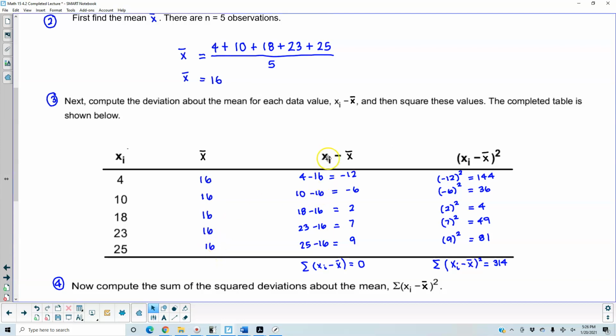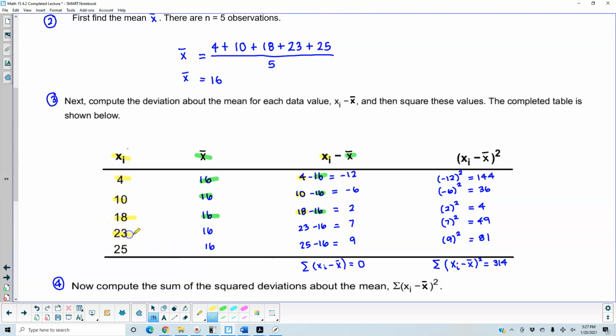Now the next thing we want to do is take the data value, which is 4, and then subtract the mean, which is 16, from each data value. So 4 minus 16 is equal to negative 12. Again, we're going to take 10, which is a data value, and then subtract our mean. So 10 minus 16 is negative 6. Next data value is 18, and we subtract the mean, which is 16. So 18 minus 16 gives us 2.